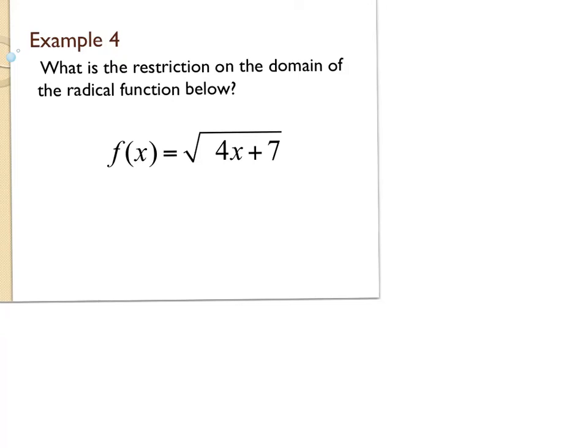Okay, so in this video we're going to do two examples. Here's our first one. We're going to identify the restriction on the domain of this radical function. I'll also identify the range and the zeros just so we can keep on working with those skills that we need to keep intact. So with this, the first step is we're going to find the zero. And then we're going to graph.